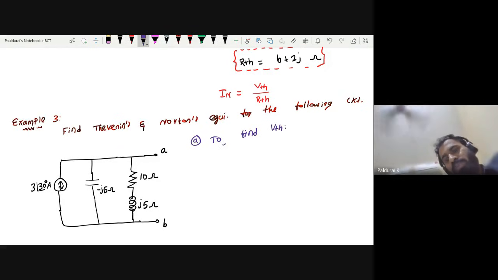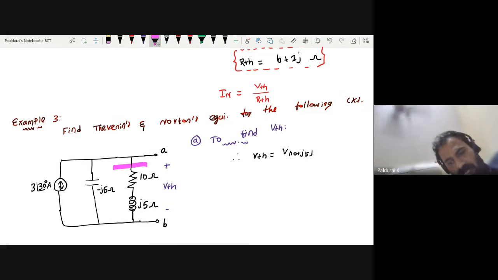Okay, this time you know the procedure. You want to open the load. Yes, the load is open and find the voltage across it. Therefore, what is my VTH? The voltage across 10 plus J5. These two are connected in series, so the voltage across this series combination is your VTH.